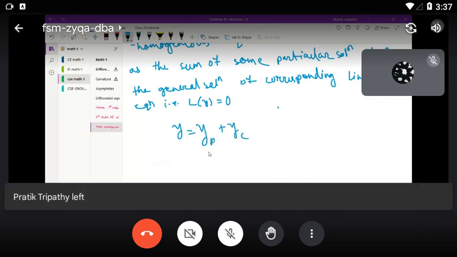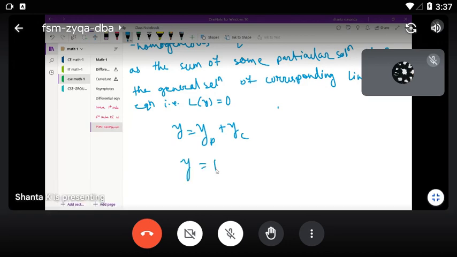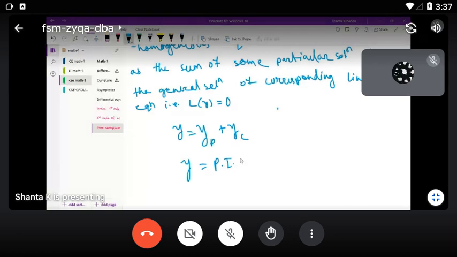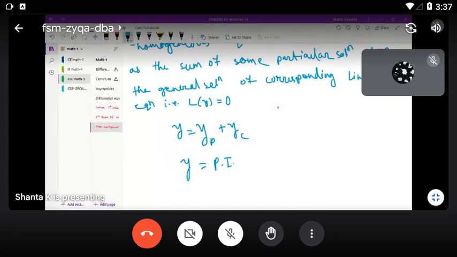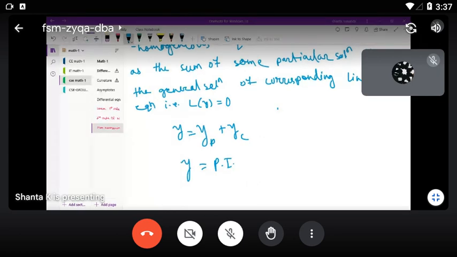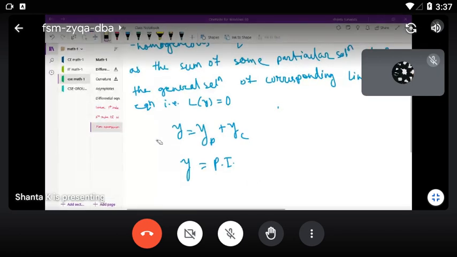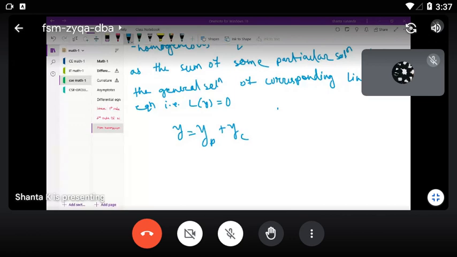Or you can also say PI, the particular integral. So the particular solution is also known as the particular integral, plus the general solution. Just remember, yp stands for the particular solution and yc stands for the general solution of the corresponding linear homogeneous equation.